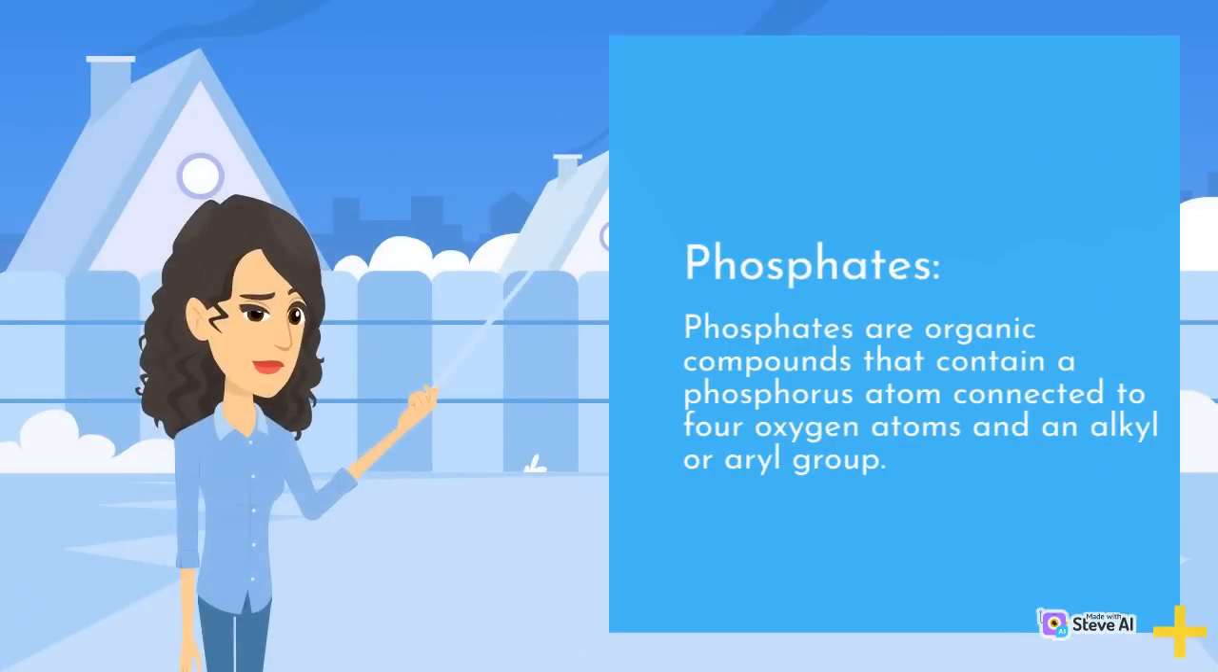Phosphates. Phosphates are organic compounds that contain a phosphorus atom connected to four oxygen atoms and an alkyl or aryl group.